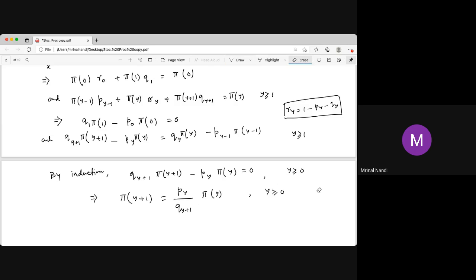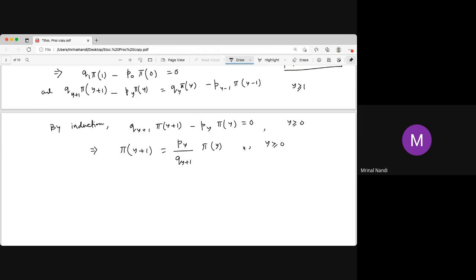Now again, it is like a GP, just a product of something. It's not a GP, it's just the term is changing. Then π(1) by π(0) is just p(0) by q(1). Then π(2) by π(1) is p(1) by q(2).